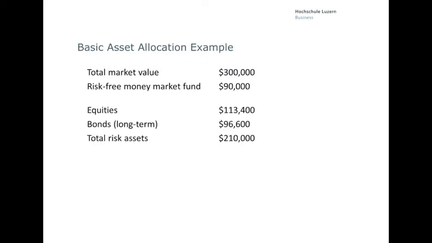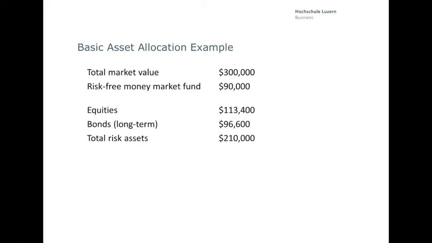Basic asset allocation. Let's start with an example. Assume the total market value of an initial portfolio is 300,000, of which 90,000 is invested in the ready asset money market funds, which is a risk-free asset for practical purposes. The remaining 210,000 is invested in risky securities: 113,400 in equities, and 96,600 in long-term bonds.